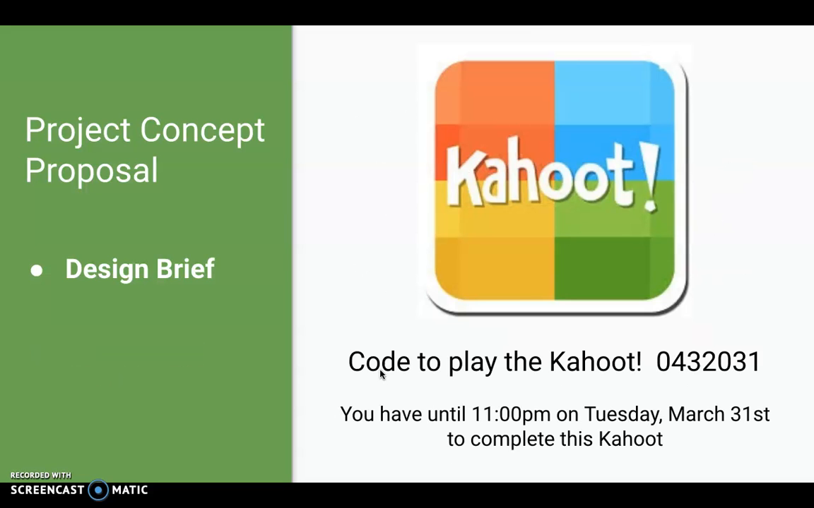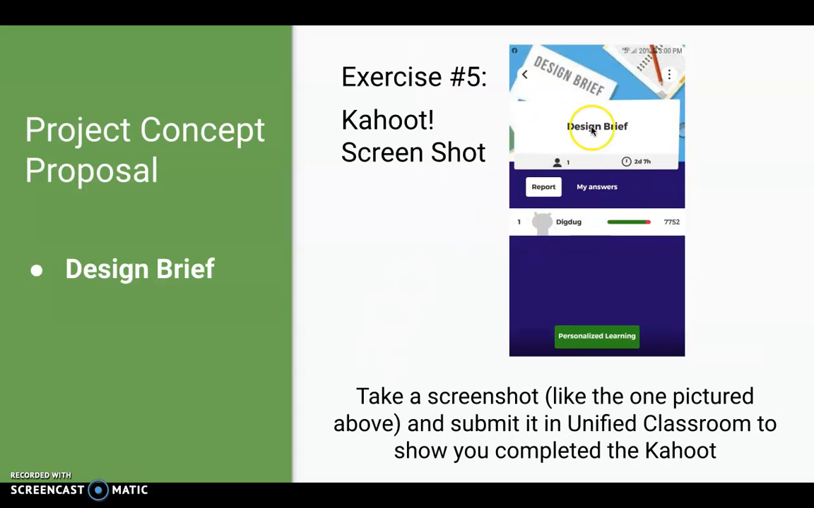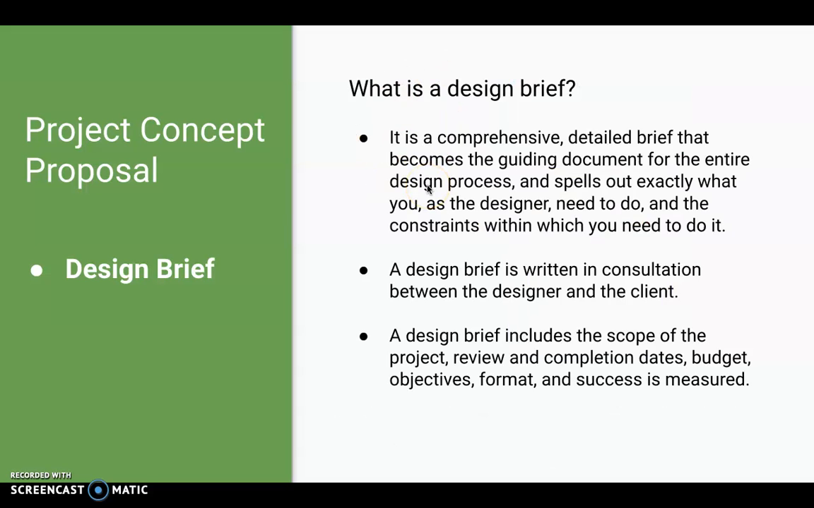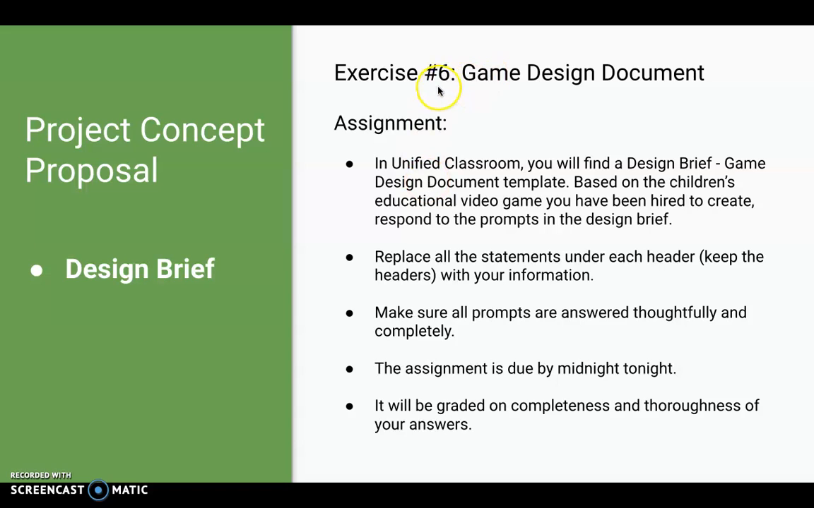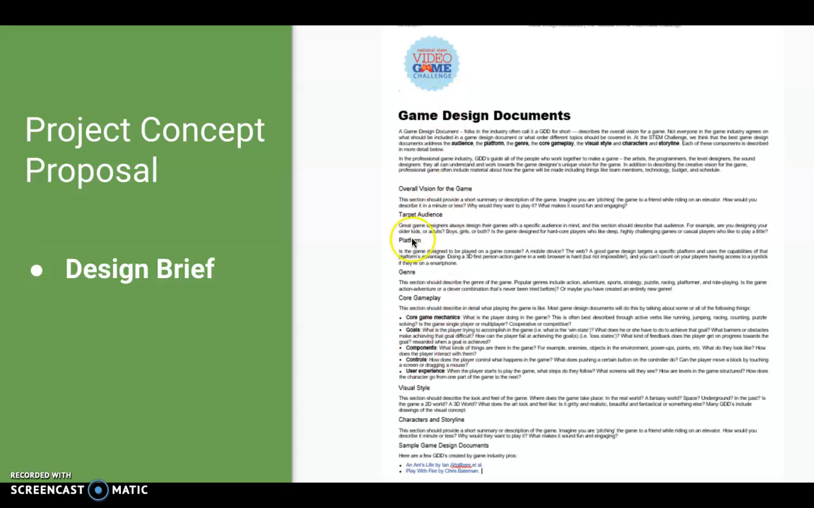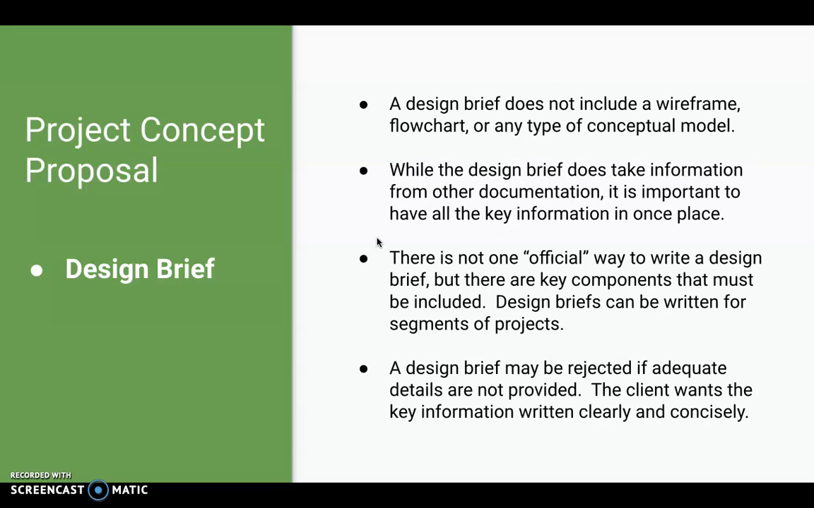So, 2 parts of today's assignment. One is this Kahoot. There's only 8 questions, so it won't take you very long. You must submit a screenshot showing me that you've completed the Kahoot. That's exercise number 5 in Unified Classroom. And then this game design document is exercise 6. So you'll be submitting 2 things today. It shouldn't take you too long because a lot of this information you already have in other documents. So it shouldn't be too difficult.